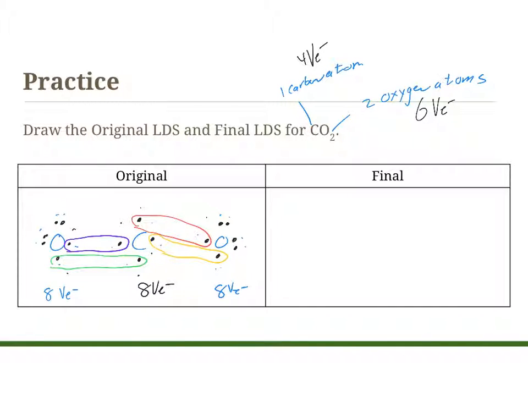So when I go to draw the final structure here, I'm going to draw oxygen and carbon and oxygen, and I'm going to show that I've got a double bond in between both of my oxygens and my carbon, and I'm going to complete the structure by finishing up with my 8 valence electrons. And so now everybody's satisfied and everybody has 8 valence electrons.